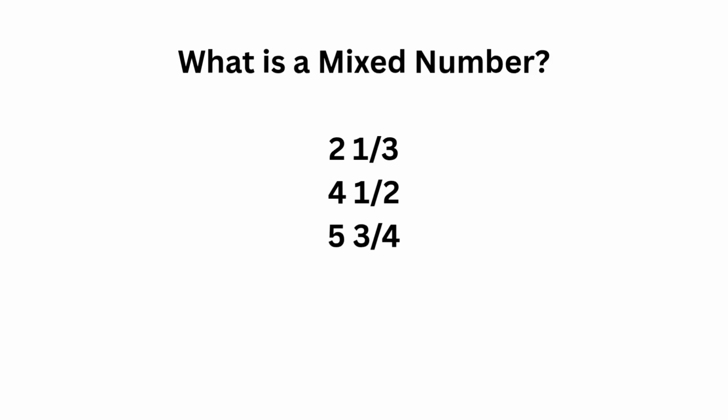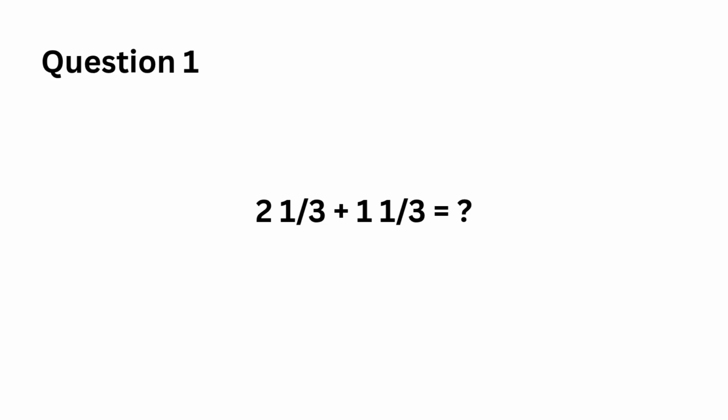So let's start by letting us know what a mixed number is. What is a mixed number? A mixed number is a number that contains whole numbers and fractions. Whole number and fraction. Those are mixed numbers, just like 2 whole number 1 over 3, 4 whole number 1 over 2, 5 whole number 3 over 4. These are examples of mixed numbers.